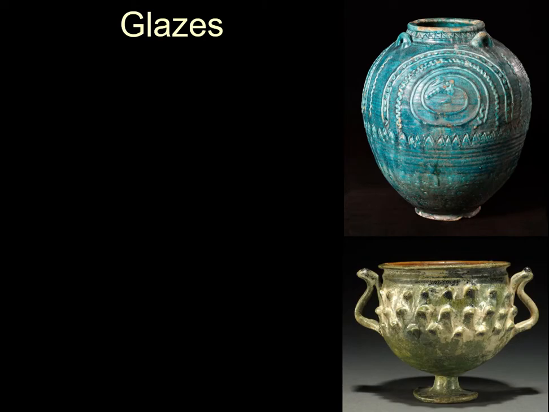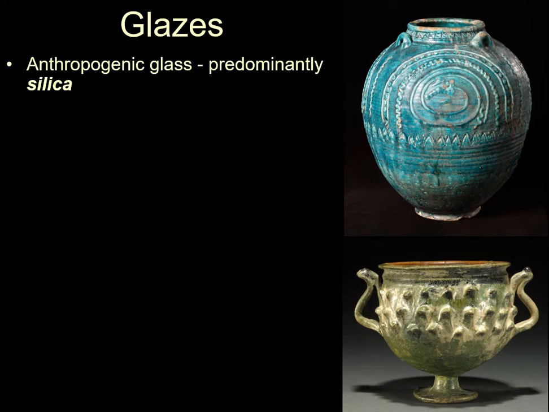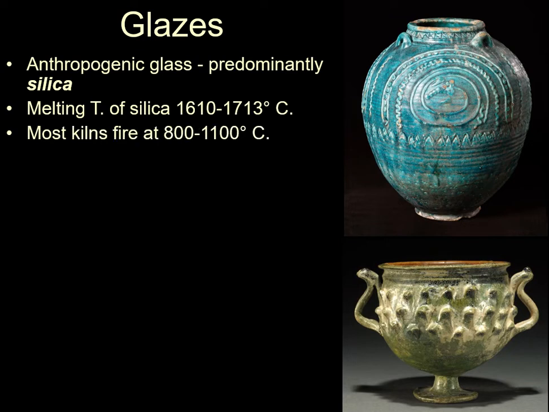So this is probably a good time to have a refresher about glazes. So glazes are basically glass, which is mostly made of silica. The melting temperature of silica is higher than most kilns, certainly the kilns we have in the Middle East. And so it requires a flux to melt, rather like the salt I just threw on the ice outside my door.